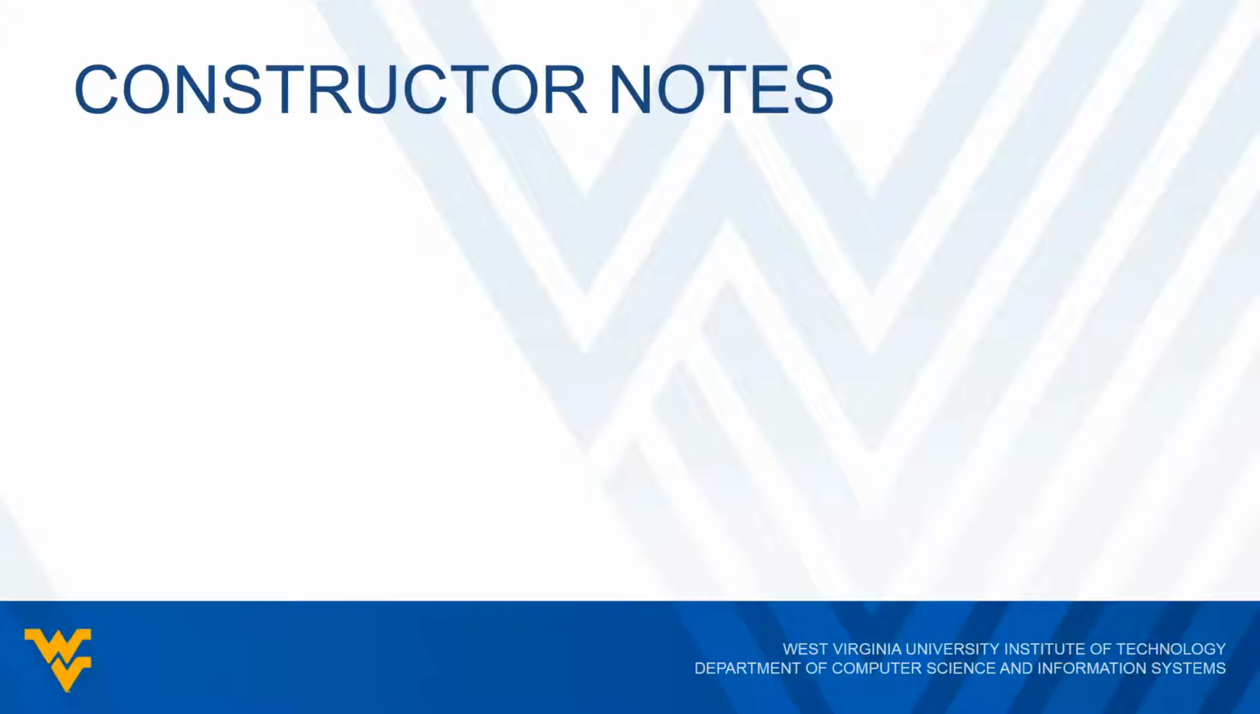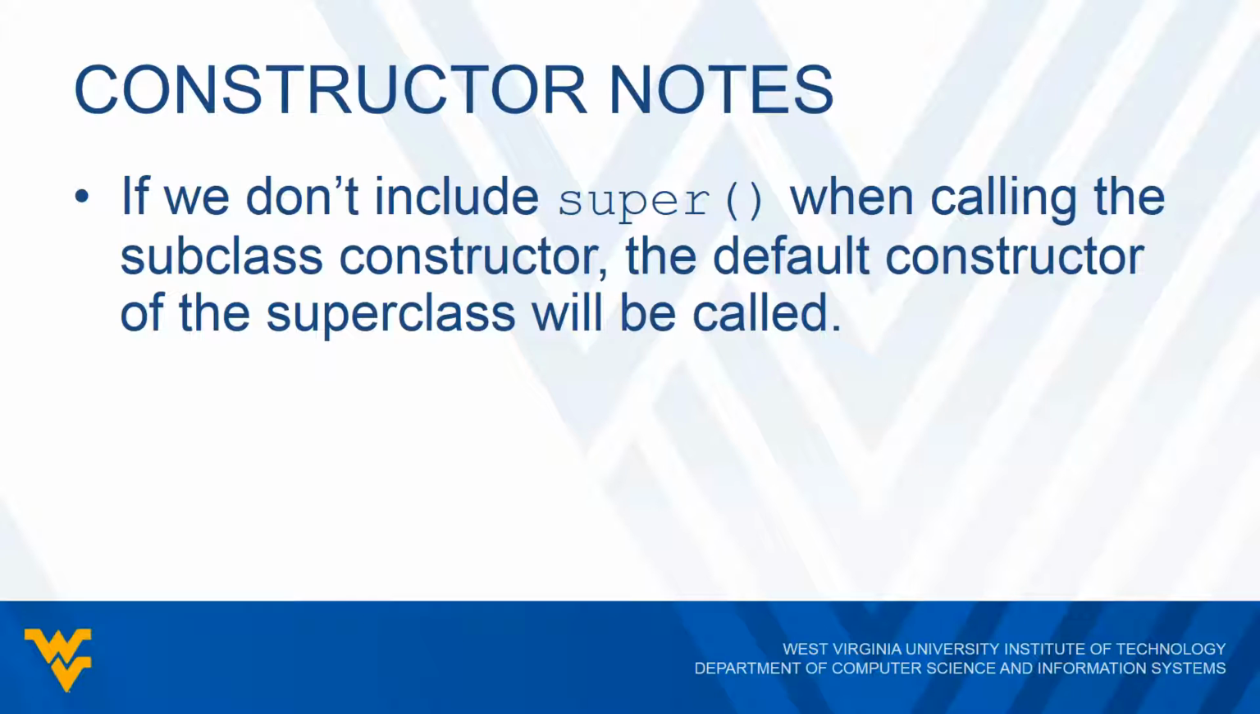And just a couple quick notes about using the constructors in our subclass and superclass. So the first note that we should keep in mind is that if we don't include super, if we don't include a call to the superclass constructor, the default constructor of the superclass will be called. So in our previous example, if we didn't include the call to super, the default constructor would be fine because we're calling the default constructor, but our constructor with parameters, it would call the default constructor by default. So we usually want to keep a good habit of just calling the constructor that we want. So if we have the constructor with parameters, call the corresponding superclass constructor with parameters.